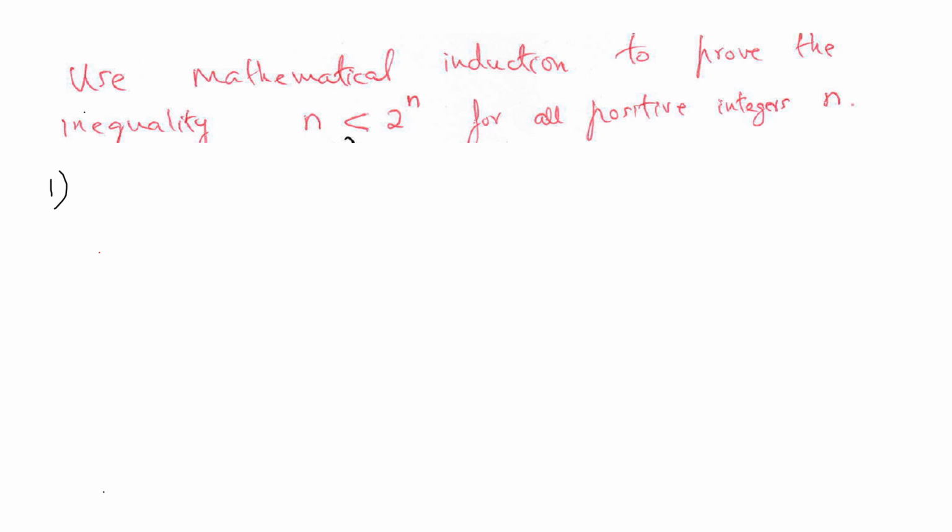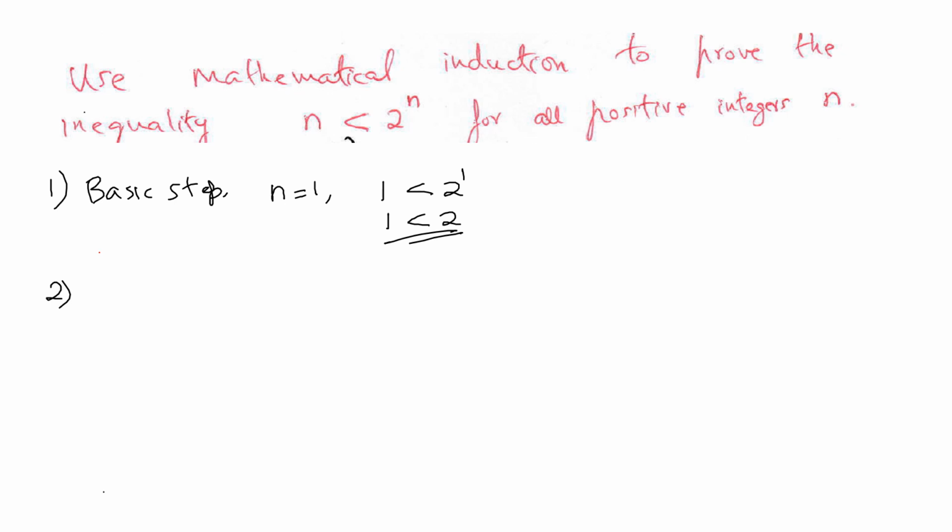First, basic step. Basic step is by considering n is equal to 1. So the given inequality becomes 1 less than 2 to the power 1. That means 1 less than 2. So 1 is less than 2, it is true. Okay, that is the first step, basic step.